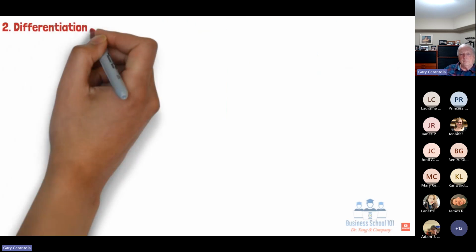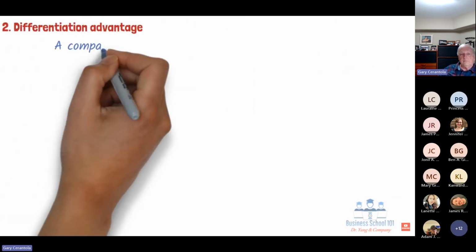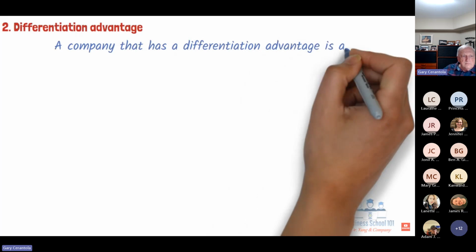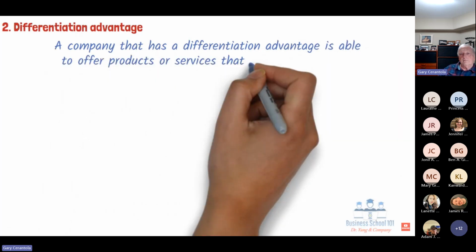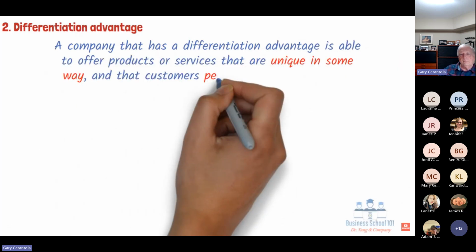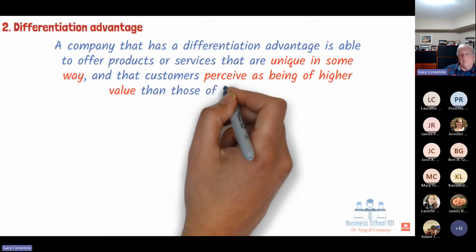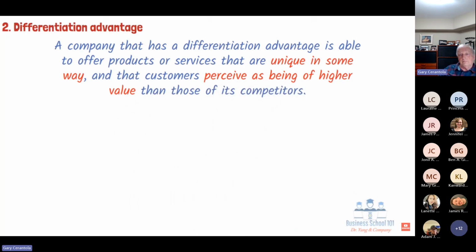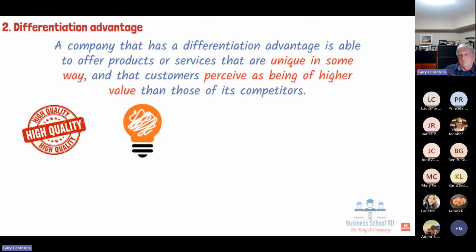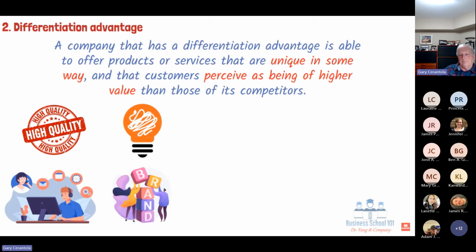Section 2. Differentiation advantage. A company that has a differentiation advantage is able to offer products or services that are unique in some way, and that customers perceive as being of higher value than those of its competitors. This can be accomplished through superior quality, innovative features, better customer service, or a strong brand image. By offering something that its competitors do not, a company can attract customers who are willing to pay a premium price for its products or services. Here we also provide 2 real-world examples.